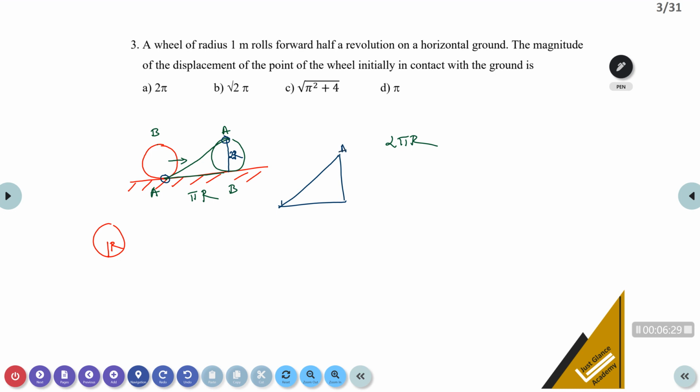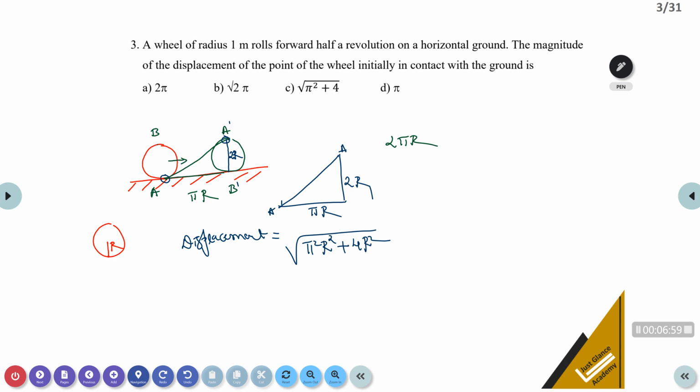This is A. I will call it A dash. This I will call B dash. This will be 2r. This will be pi r. So using Pythagoras theorem, displacement equals square root of pi square into r square plus 4r square.